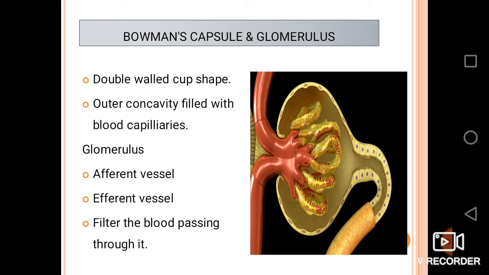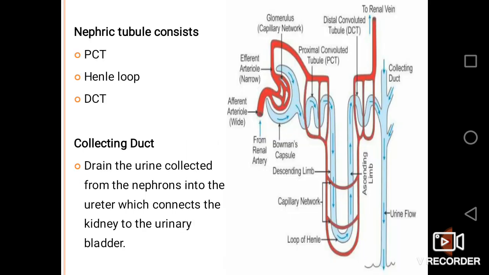Okay. Then the next one is the nephric tubule. The nephric tubule contains three major regions. One is the PCT, that means proximal convoluted tubule. You can see in the picture, the proximal convoluted tubule is called the PCT, and then the Henle's loop, and the last one is the distal convoluted tubule.